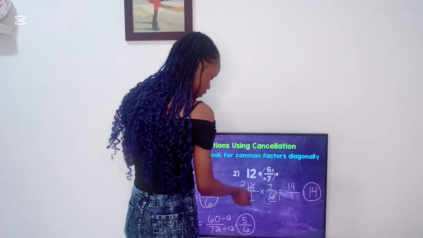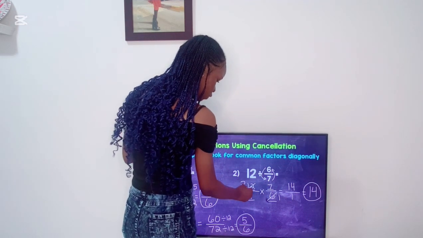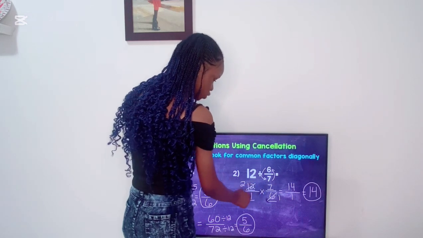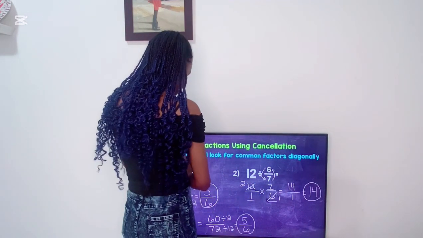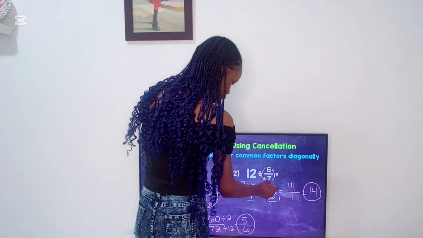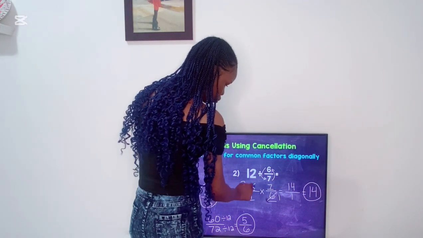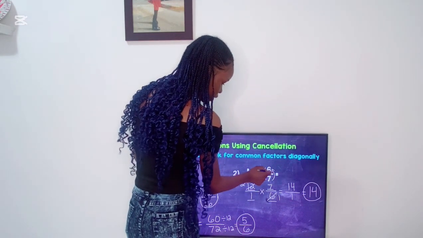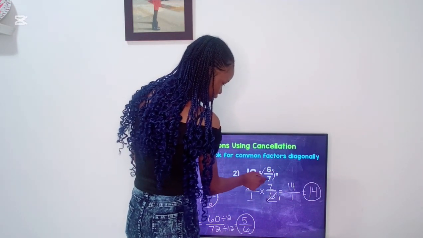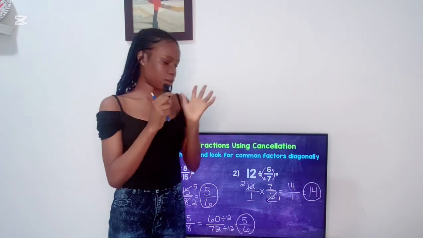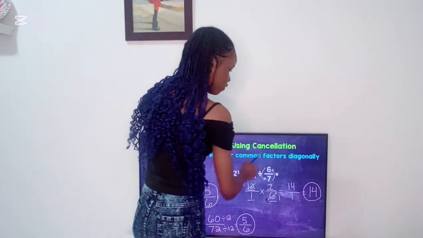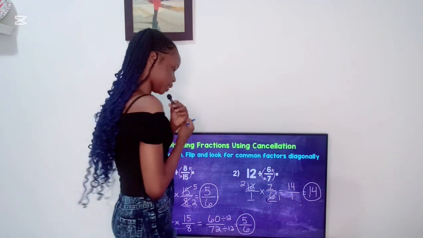So that means we're technically going to have 12 over 1 times, we switch the sign, so division turns into multiplication, and then we flip, okay? So now 7 over 6. So it's 12 over 1 times 7 over 6. 7 is now the numerator and 6 is going to be the denominator. All right, now with all that said and done, the next step is to look for common factors diagonally.